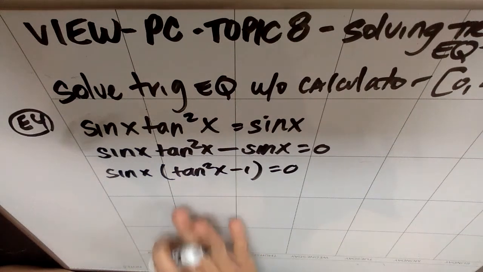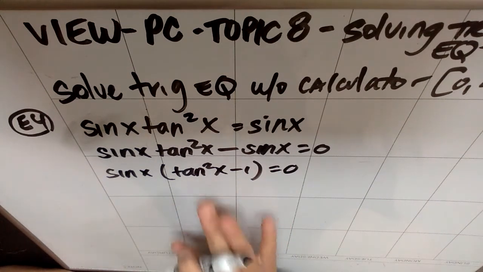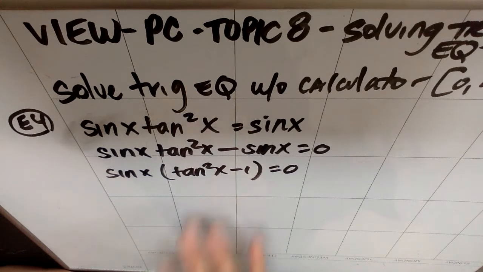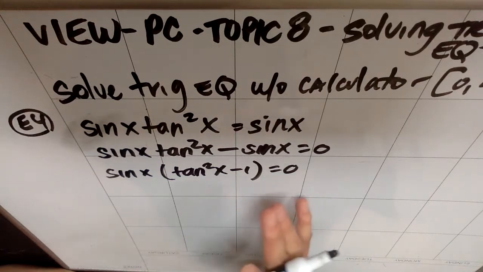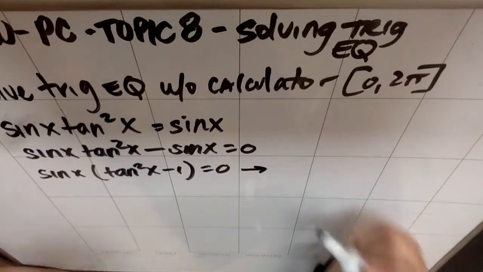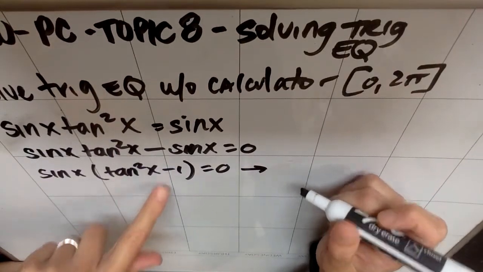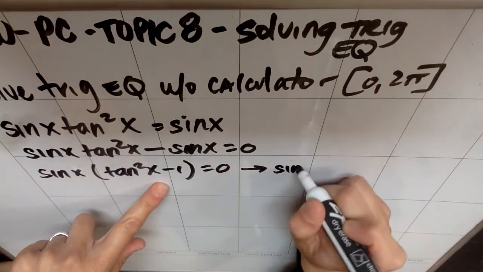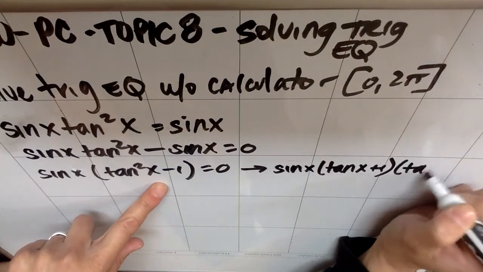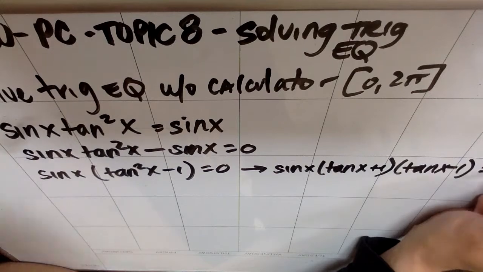Now, at this moment, you could actually just solve. Tangent squared x minus 1 is a difference of squares and is something that you could continue to factor. But if you didn't see that, you could also solve the way it is, and I'll walk you through both options. So if you wanted, you could factor this into a difference of squares, because tangent squared is a perfect square, so is 1 squared, right? So you could make this sine x times tangent x plus 1 times tangent x minus 1, and that's fine. I'm going to show you how you'll get the same answer either way.